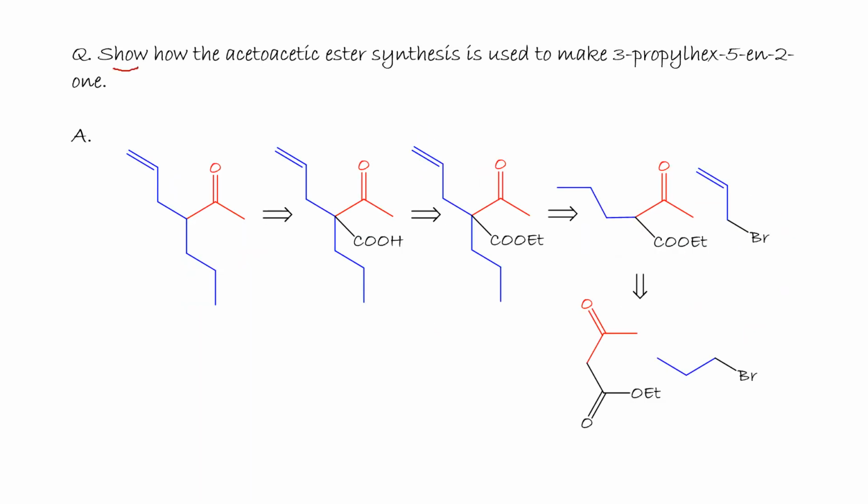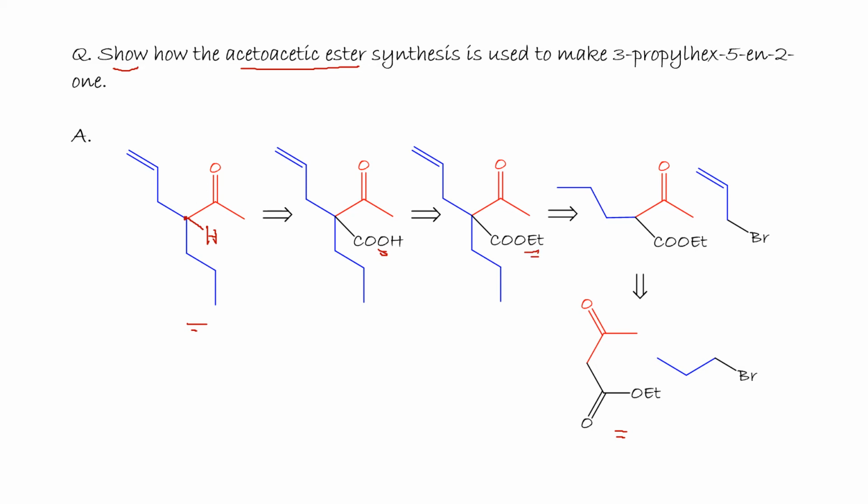Show how the acetoacetic ester synthesis is used to make 3-propylhex-5-en-2-one. This is the structure. We would like to get this from the acetoacetic ester, ethyl acetoacetate. Well, we have here the alpha carbon to the C double bond O CH3. This carbon has H. Replace the H with COOH, which comes from the ester.